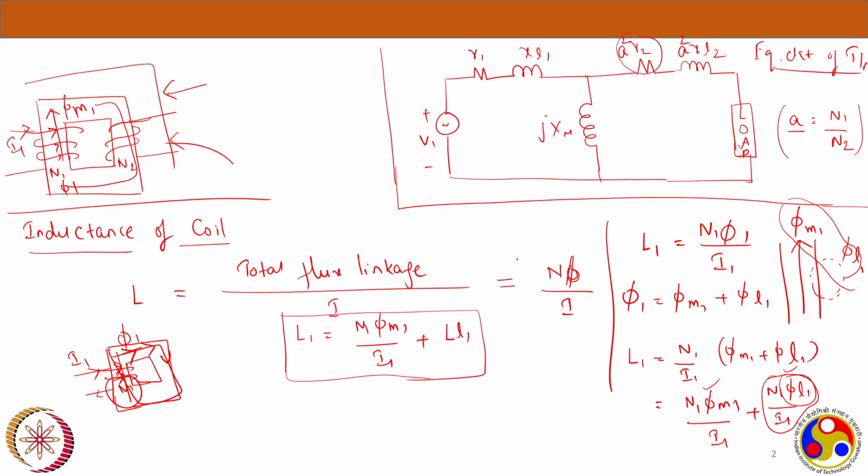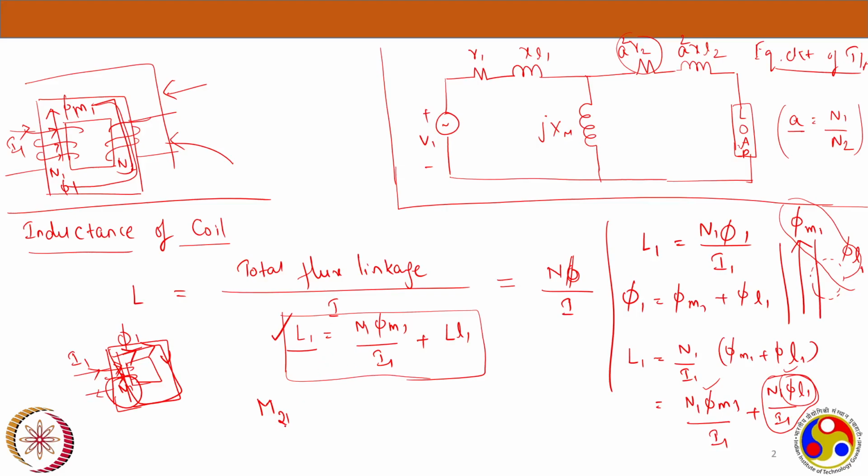Now, whenever my phi m1 is flowing through the core and comes across this N2, this phi m1 will link with coil 2, and then we call it mutual inductance. I am naming it with the term M. M stands for mutual, and I am writing it as M21. So this is L1, the self inductance due to the first coil. Now M21 is the mutual inductance of the second coil due to the current carried by the first coil.